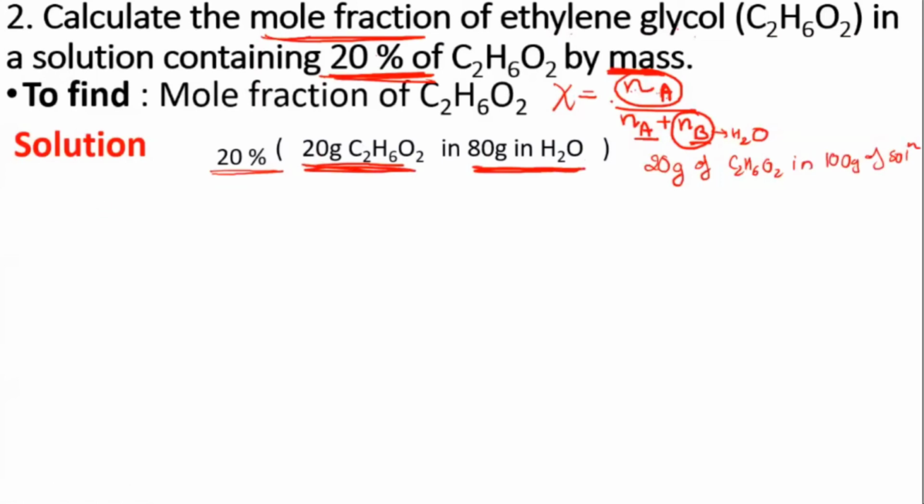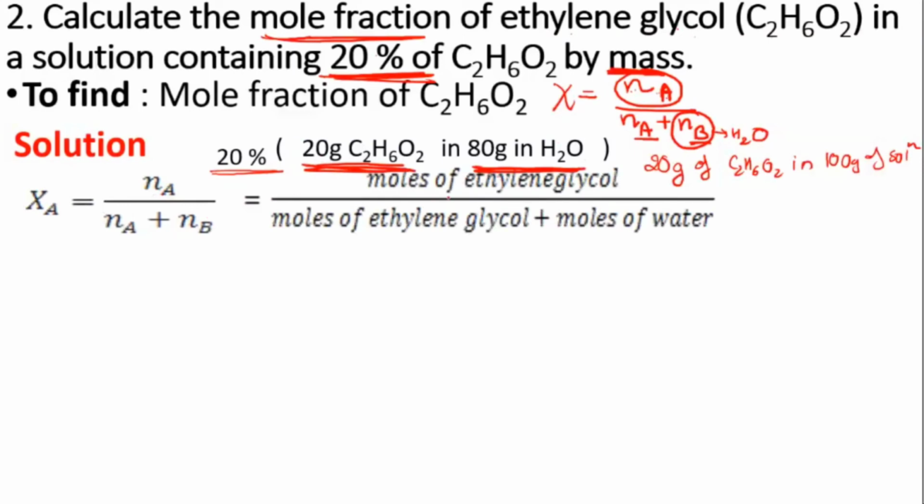Number of moles we have to calculate for mole fraction. This is the mole fraction formula: X_A is equal to n_A divided by n_A plus n_B, where n_A is the number of moles of ethylene glycol, and n_B is the number of moles of water. So we need the moles of ethylene glycol and moles of water. This has to be calculated, then directly we can substitute and find out. So we'll go for the first one.